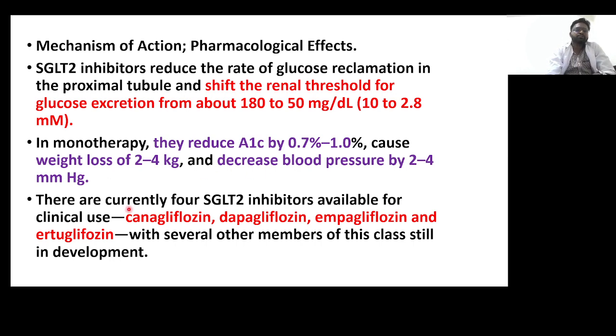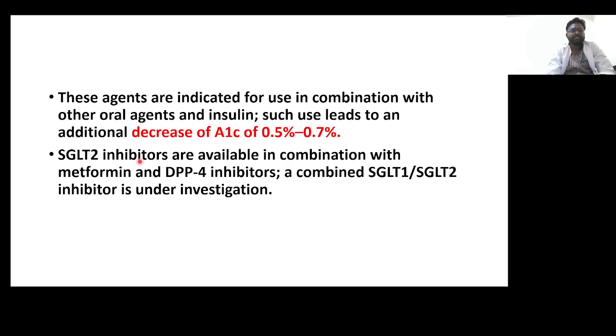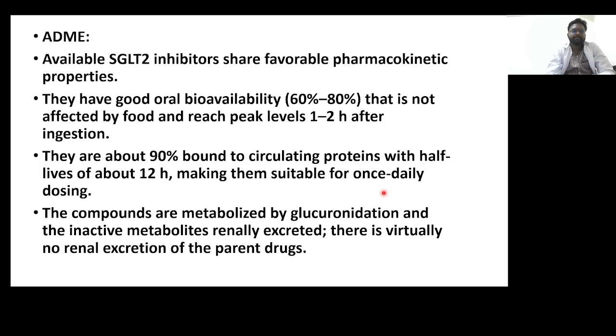There are currently 4 SGLT2 inhibitors available for clinical use. What are they? Canagliflozin, dapagliflozin, empagliflozin and ertugliflozin, while several other members of this class are still in development. These agents are indicated for use in combination also with other oral agents and insulin. Such combination use leads to an additional decrease of A1C of 0.5 to 0.7%. Nowadays, SGLT2 inhibitors are also available in combination with metformin, and also in combination with DPP4 inhibitors. A combined SGLT1 and SGLT2 inhibitor is also under investigation.